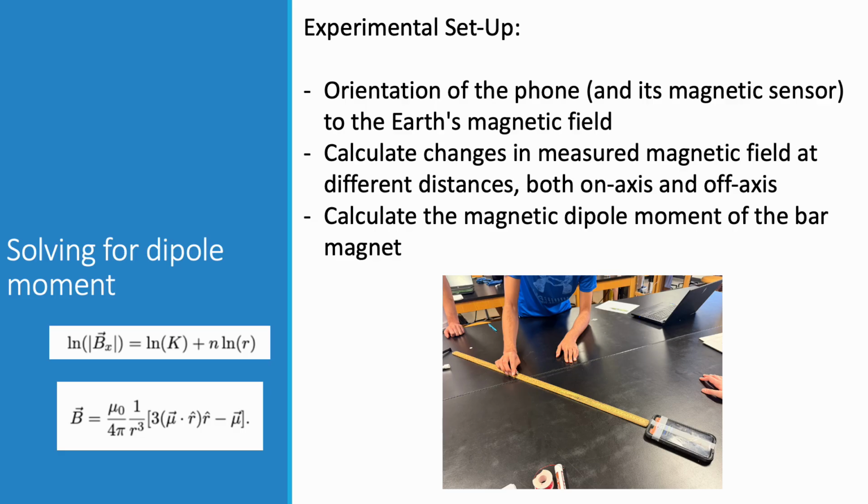So this experiment was set up by orienting the phone and its magnetic sensor to the Earth's magnetic field, and then calculating changes in the measured magnetic field at different distances, both on-axis and off-axis, and to finally calculate the magnetic dipole moment of the bar magnet. And this was all done with the two equations at the bottom left, one of which was pulled out of a scatter plot graph, and then the bottom one being used in the computational model that I'll show shortly.